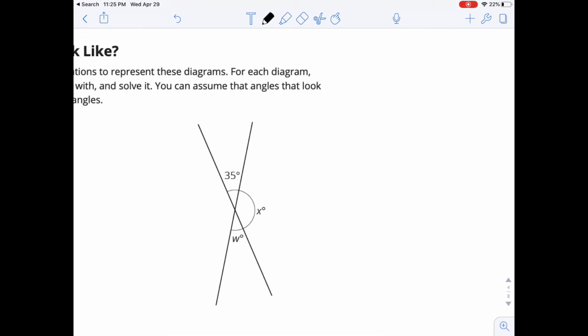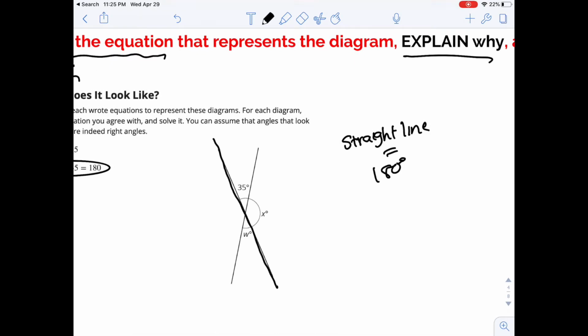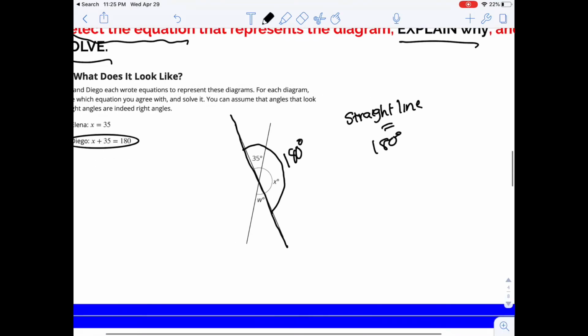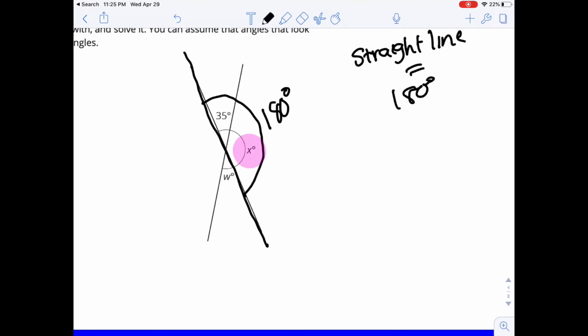So let's go ahead and look right here. Right here we have a straight line. And then a straight line always equals 180 degrees. Okay? So a straight line always equals 180. I know this right here is 180 degrees. Okay? So now I need to figure out what is this big piece? What is this X right here? Okay? Well, I know 35 plus X equals 180 degrees.